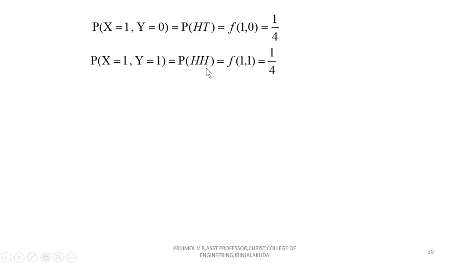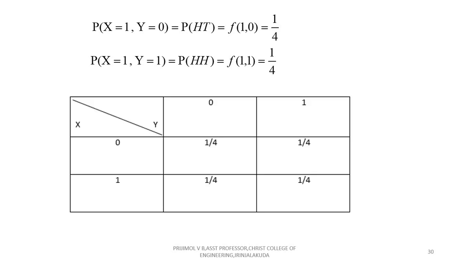Next, probability of x equal to 1 and y equal to 0, that is one head in the first coin and no head in the second coin. So HT, here also only one such outcome we have, so it is 1 by 4. Probability of x equal to 1 and y equal to 1, that is both the coins are showing head, so probability of HH, and here also only one such outcome out of 4 outcomes, so the probability is 1 by 4. Since we have obtained all the probabilities, we are going to write down the joint probability distribution.